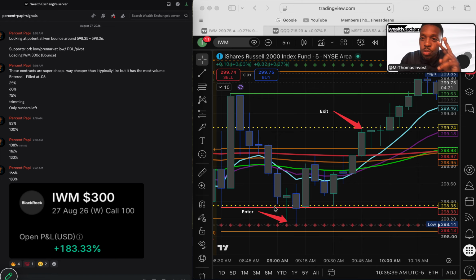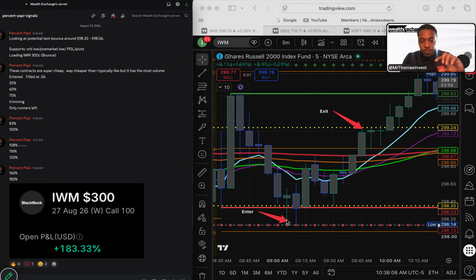But what if I have two supports? For this case, I got a pre-market low and an ORB low. Because I have two supports, it's going to need more volume or a bigger bearish candle to break through, right? Now, what if I have three, I have four, I have five supports, specifically from higher time frames? Now it's going to need a big bearish candle. And if it doesn't have that big bearish candle, then it's going to potentially bounce up, right?